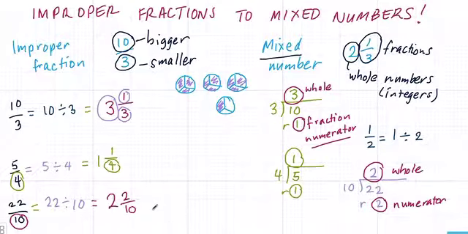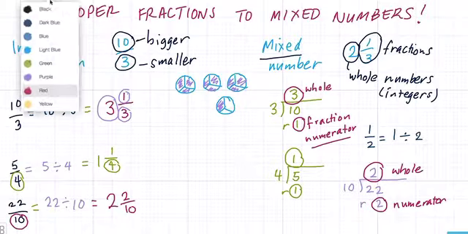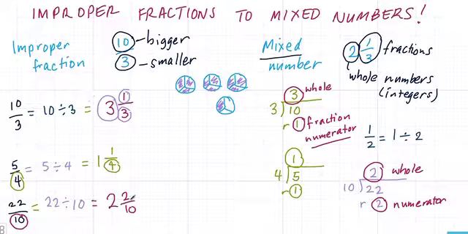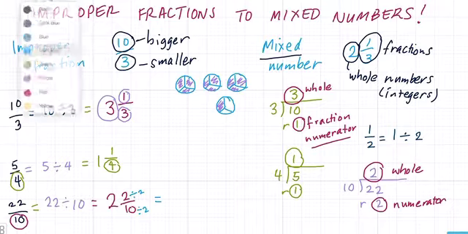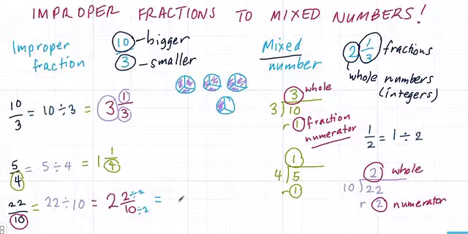Now because you've done simplifying, you might find here that you could simplify this. Looking at the 2 and the 10, there is a number that goes into both, and that's 2. So if we divide the top and the bottom by 2, we've got our whole number, and 2 divided by 2 is 1, 10 divided by 2 is 5.